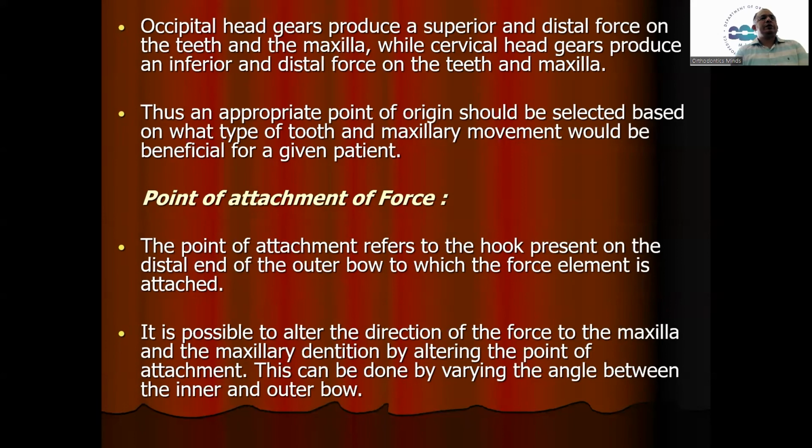Point of attachment of the force. The point of attachment refers to the hook present on the distal end of the outer bow to which the force element is attached. It is possible to alter the direction of the force to the maxilla and the maxillary dentition by altering the point of attachment. This can be done by varying the angle between the inner and the outer bow.